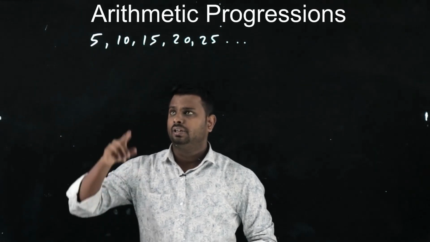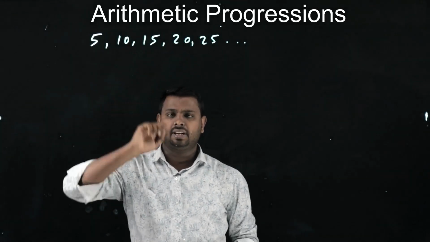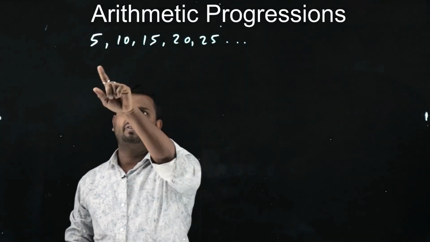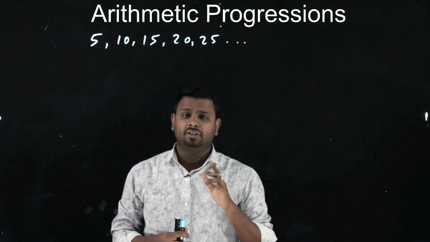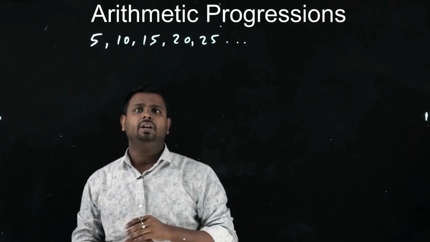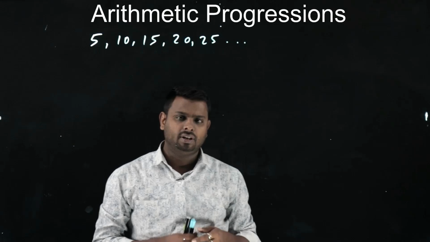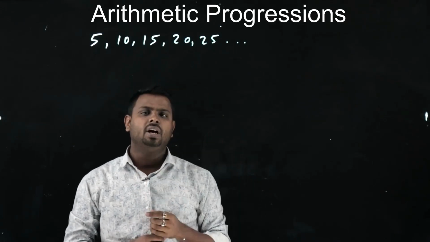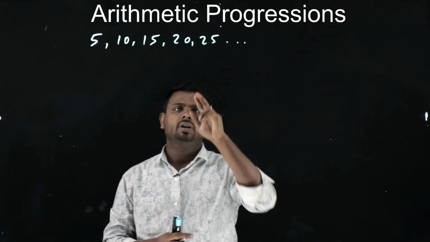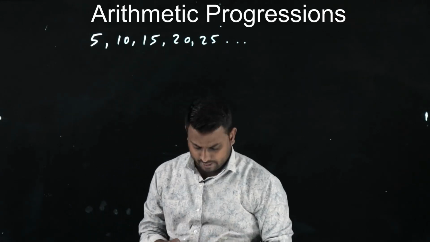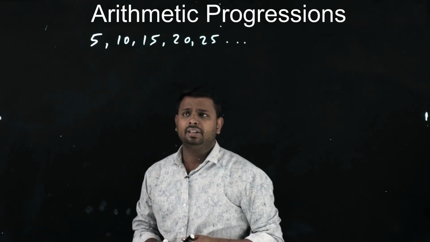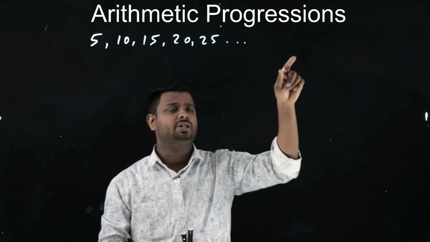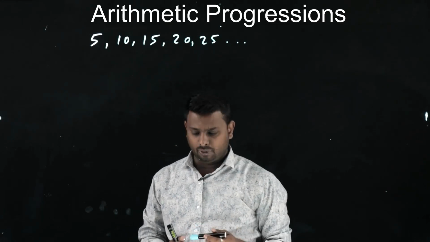The first digit is 5, then the second is 10. How did you get 10? 5 plus 5 gives you 10. Then the third is 15. How did you get 15? 10 plus 5 is 15. Again plus 5, 15 plus 5 is 20. Again plus 5, 20 plus 5 is 25. Clear? So this list of numbers is called an arithmetic progression.